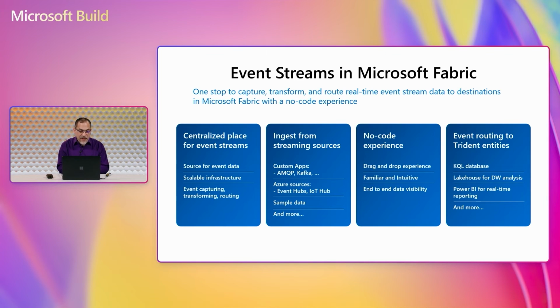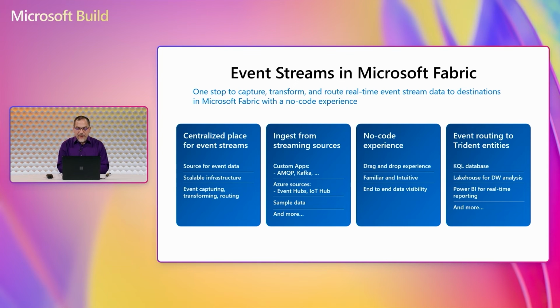We'll be able to consume from Azure resources, such as Event Hubs in Azure or an Azure IoT Hub. And we'll also provide a rich set of sample data so that you can try out your event streams as you're building it out. We'll have a no-code experience, so it'll be a drag and drop experience, making it super simple to utilize and create these event streams. It'll be familiar and intuitive, consistent with the rest of the way that Fabric works. And it'll give you end-to-end data visibility, so you'll get monitoring and insights to the events through each of the steps in that no-code experience.